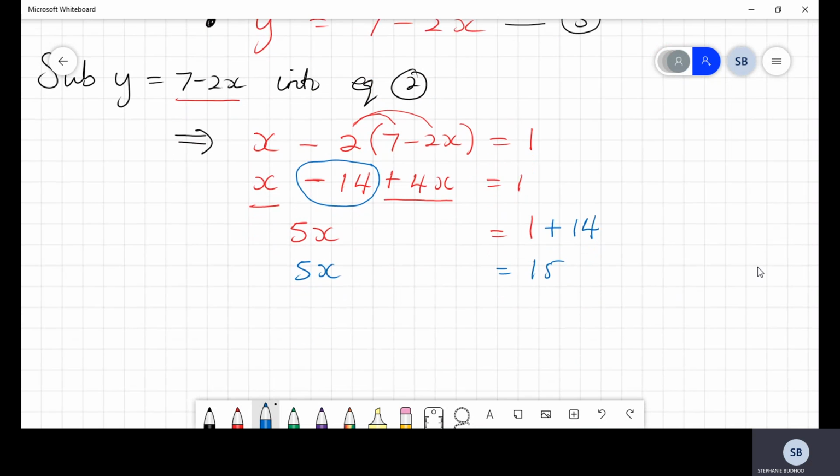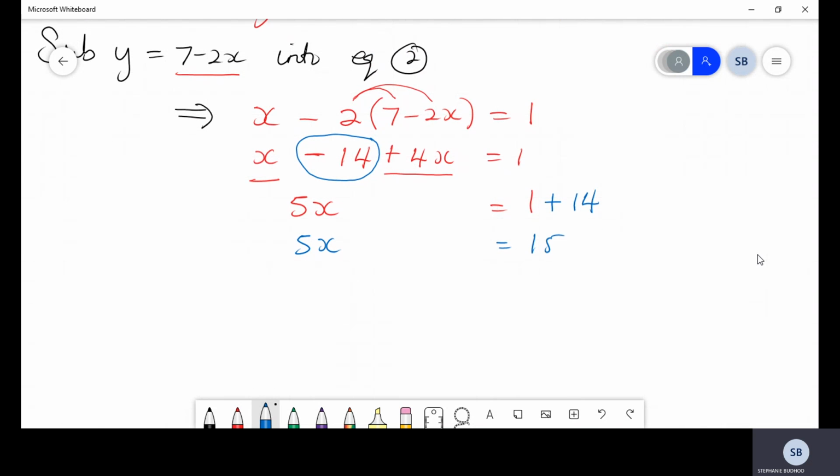Dividing both sides by 5, we end up getting x is equal to 3. So after all that work, we have just found the value of x.